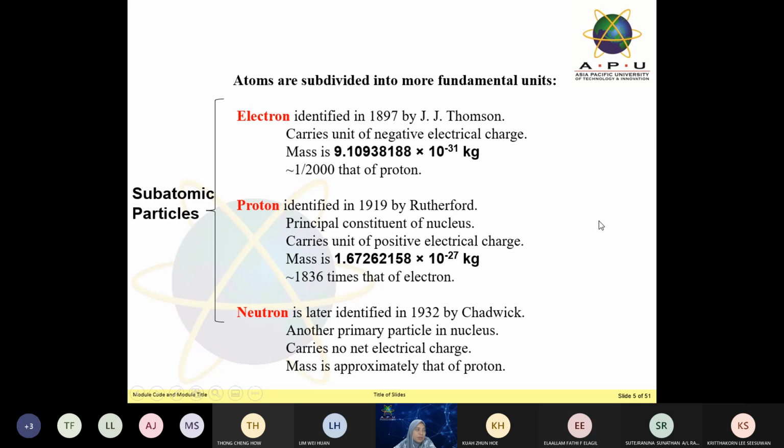Okay, atoms are subdivided into more fundamental units, which are called subatomic particles. So they have electrons, protons, and neutrons. So they have a special mass here. Mass is 9.109 times 10 to the power of negative 31. I hope you know how to type this in the calculator. For those who don't know, use this symbol. This 10 to the power of 31.